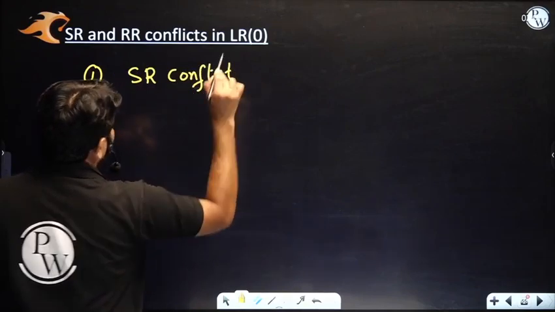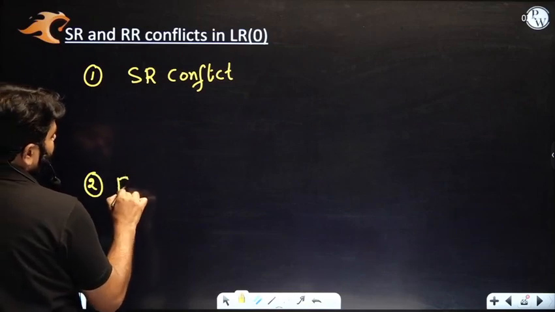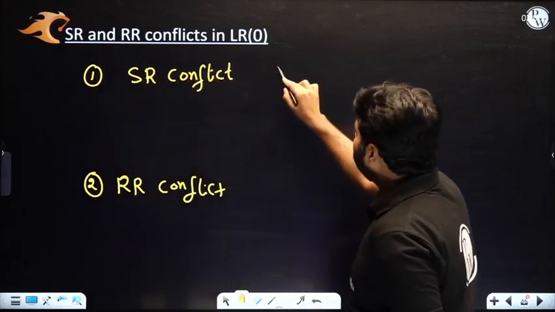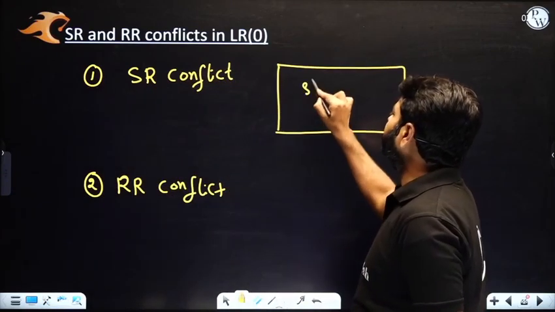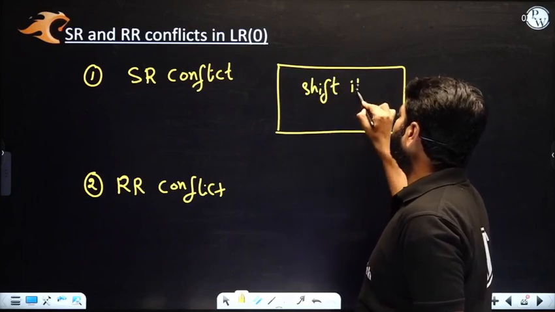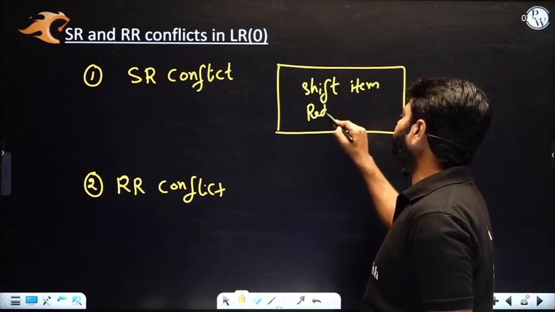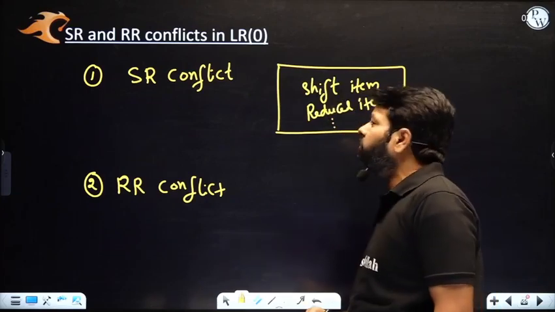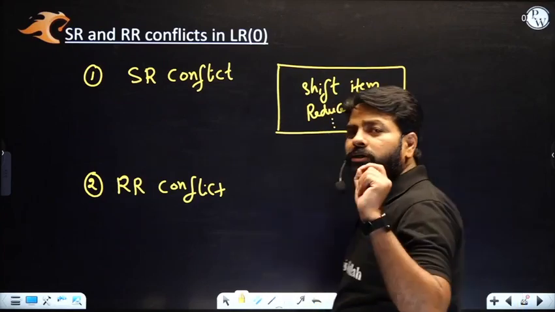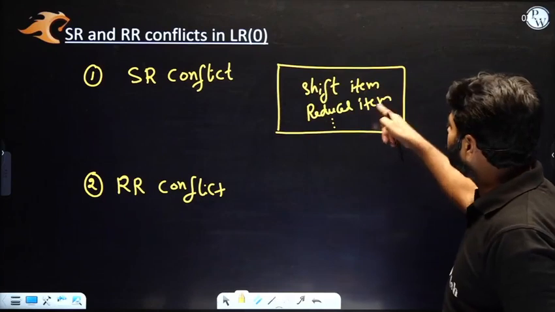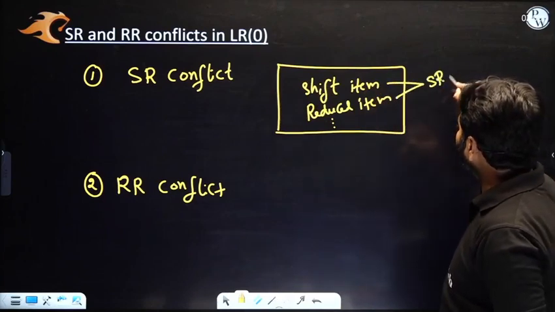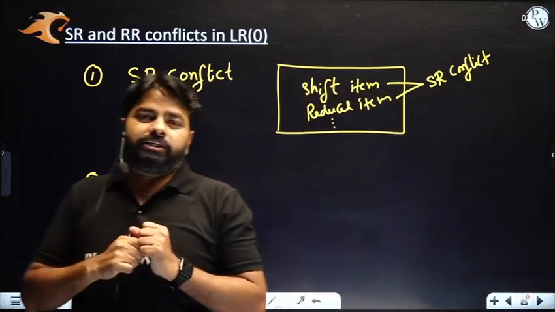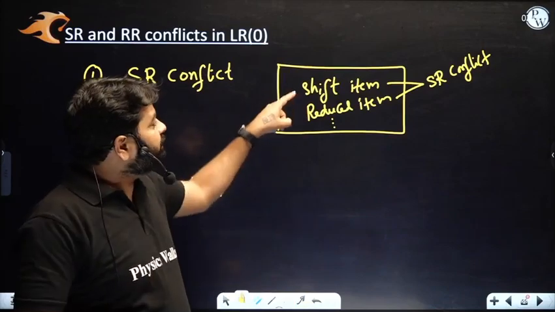How do you understand SR conflict and how do you understand RR conflict? The name itself is very clear. SR: if a state has a shift item and a reduced item, then of course the remaining we don't care, the remaining may be other shift items or reduced items, fine. But if you see at least one shift and one reduced, this together will produce an SR conflict. A state should not contain these two items in the same state. In the same state you should never see a shift and a reduced item.